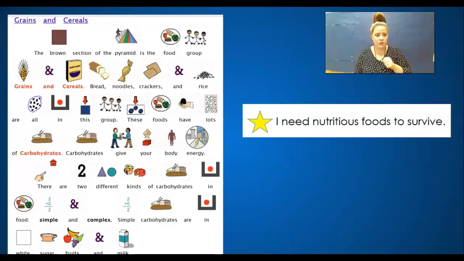Did you say sugar? White sugar is an example of a simple carbohydrate. Good job. Do you see the yellow star? What does that mean? Do you know the repeated storyline? That's right. I need nutritious food to survive. Good job.